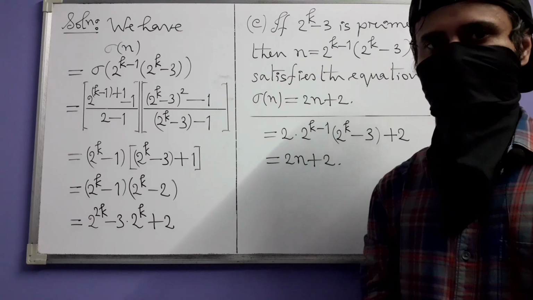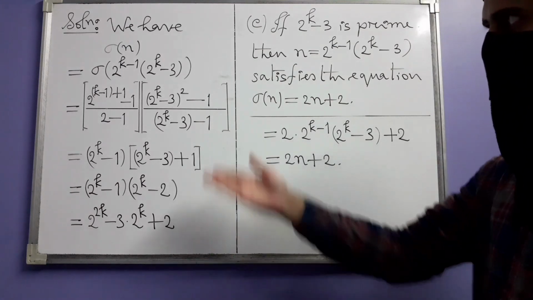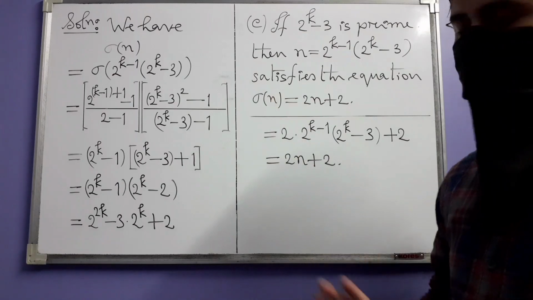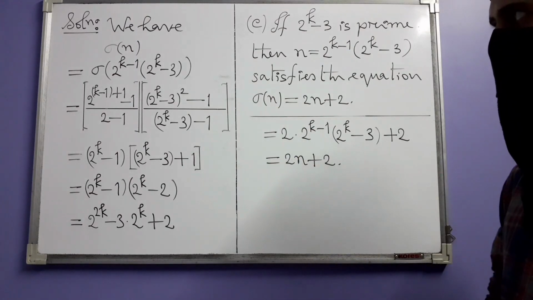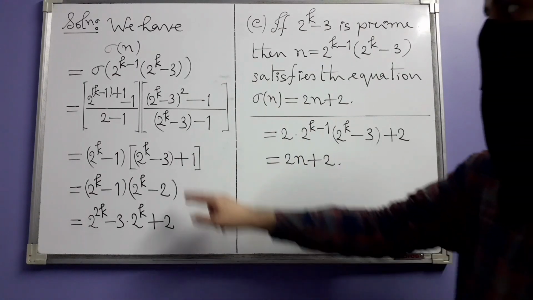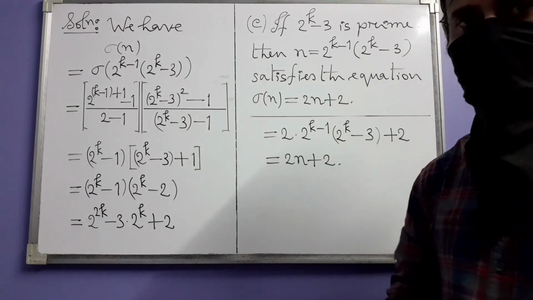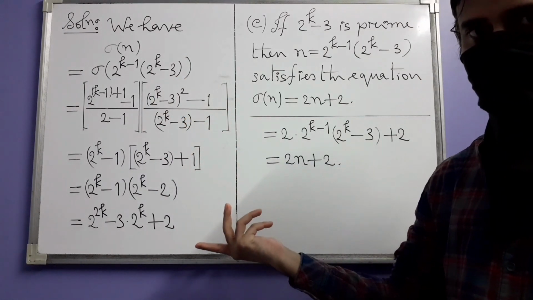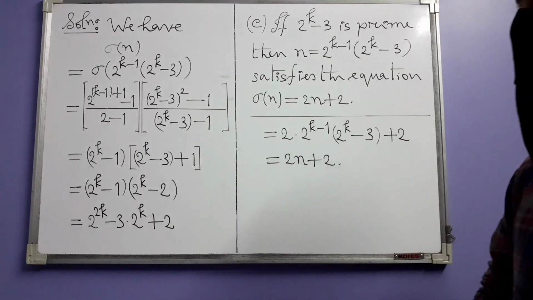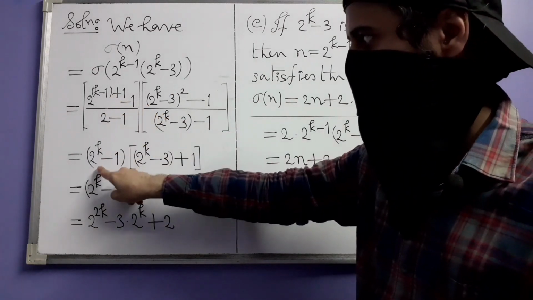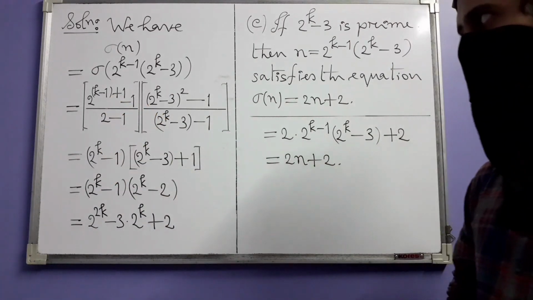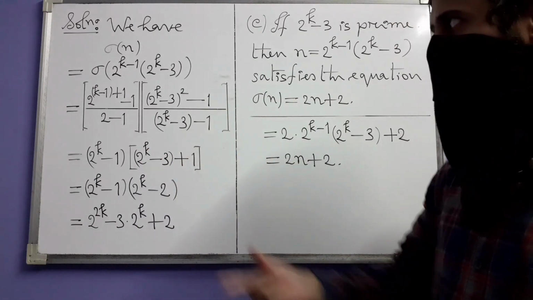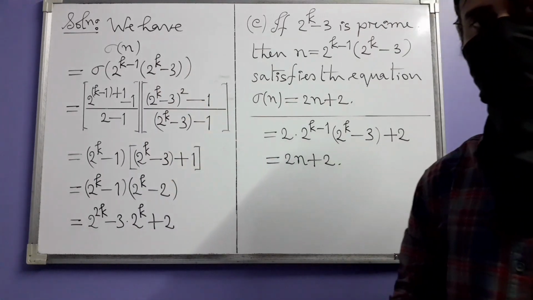Because this one is similar to part B, it makes sense that I modify the previous one here. So from here I start the solution. Everything is similar, only now we have 2 to the power k minus 3. So accordingly its sigma value is this. Now you already know why this comes. So this as before becomes 2 to the power k minus 1, and this one becomes 2 to the power k minus 3 plus 1, the prime plus 1.